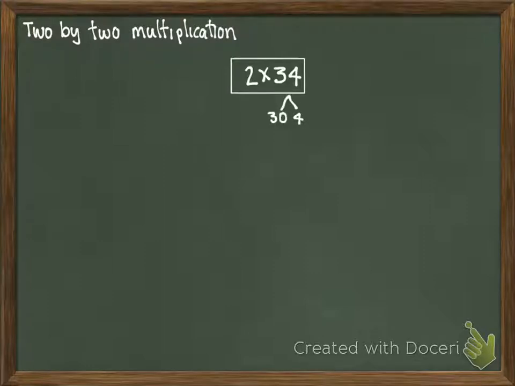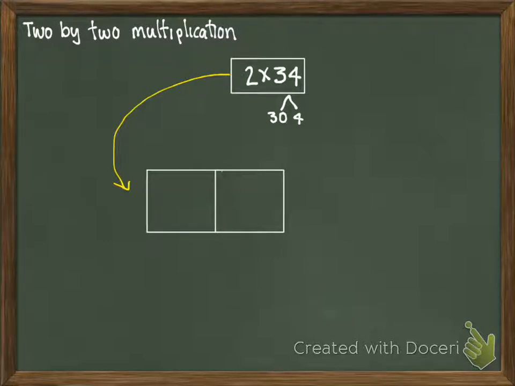First thing we do is break up that 34 into 30 and 4. Then we're going to set up our area model and put that 2 on the side and that 30 and the 4 on top. That 30 and 4 have to stay together because 30 plus 4 is our 34.